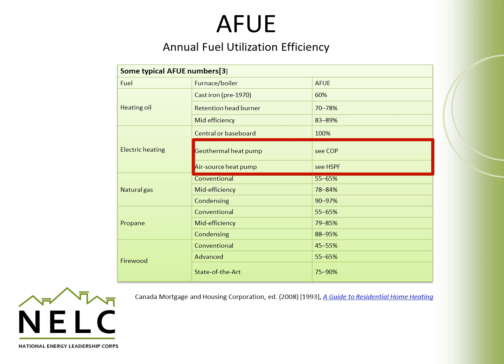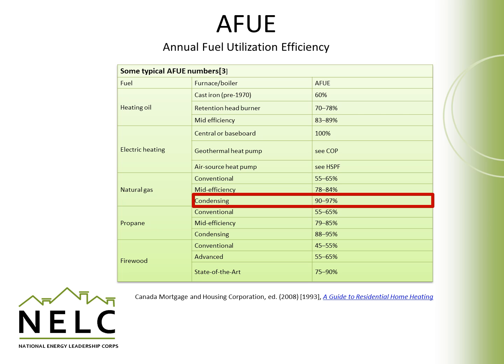Versus geothermal and air source heat pumps, which generally run on electricity but are much more efficient because they don't take the electricity and convert it directly into heat. They use mechanical cycles that we'll talk about a little bit later to produce that heat. There are variable types of natural gas furnaces: conventional, medium efficiency, and condensing units. You notice condensing units achieve a significantly higher level of efficiency, almost double that of older natural gas furnaces, and are highly desirable when replacing a natural gas furnace with a new one.